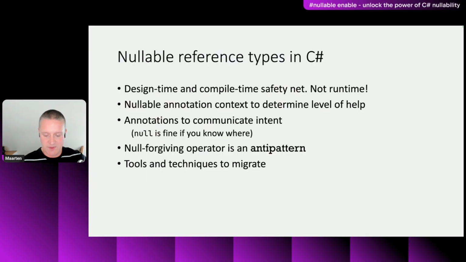So in summary, nullable reference types give you design time and compile time safety in .NET, not at runtime. Nullable annotation context can give you a specific level of help. I would just say enable it always so you get all of the help. You can add multiple annotations to communicate the intent with the compiler. Null is fine if you know where, so don't fear null. It's actually quite good. The null forgiving operator is an anti-pattern. Keep that especially in mind.